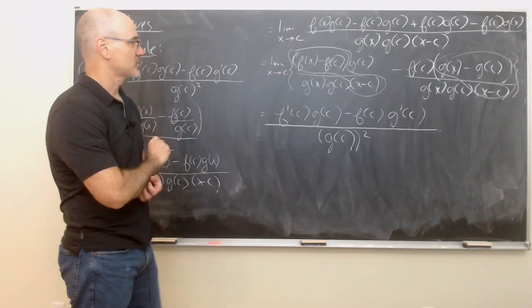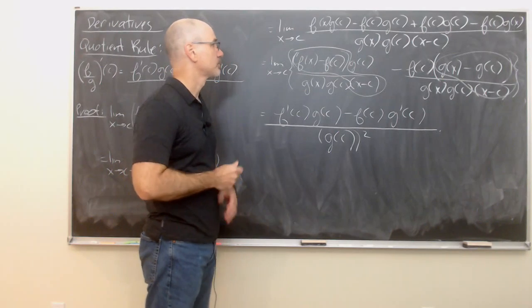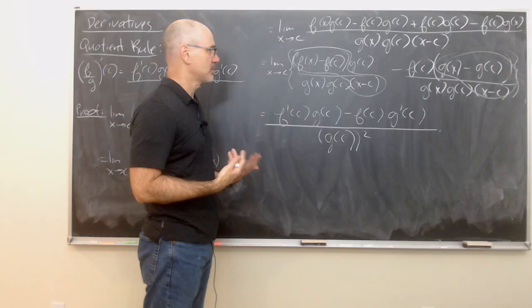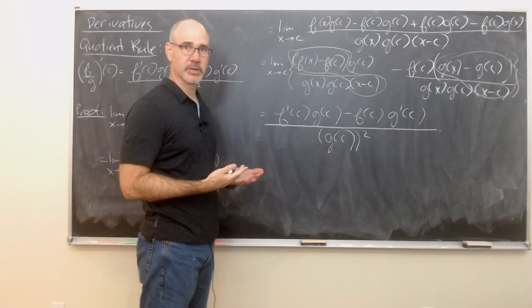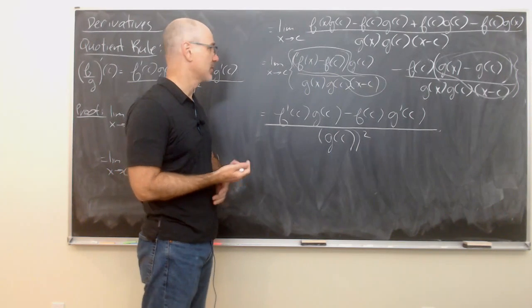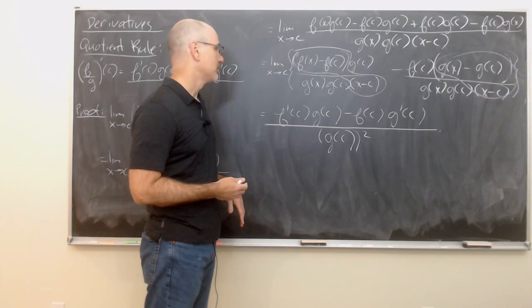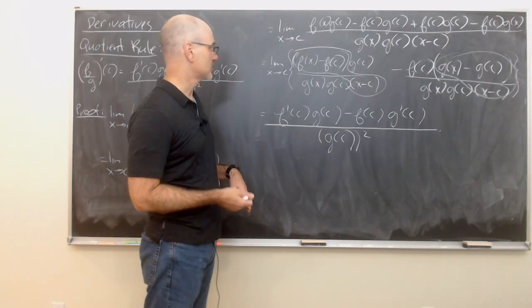Right. Now, I've actually kind of skipped over a couple of things. One is that I'm using the algebraic limit theorem, right? The limit of the difference is the difference of the limits, and I'm using the products and quotients as well. But I think it's okay to just go straight to the limit.